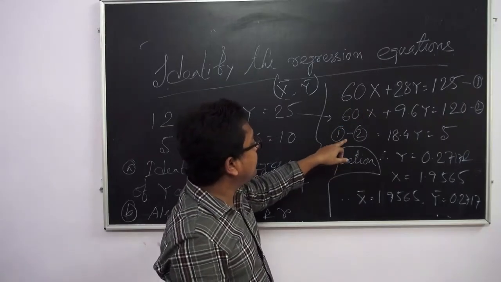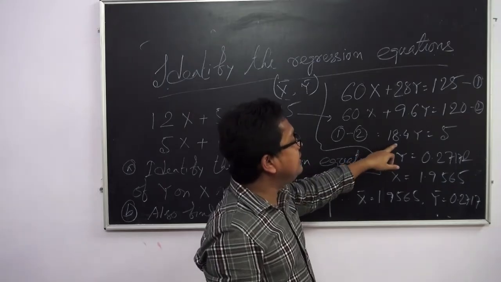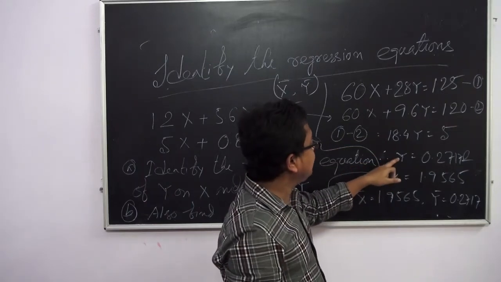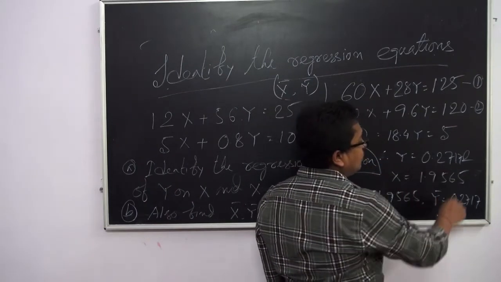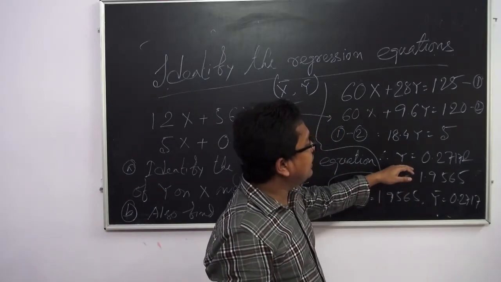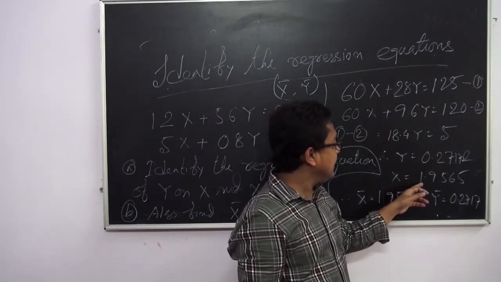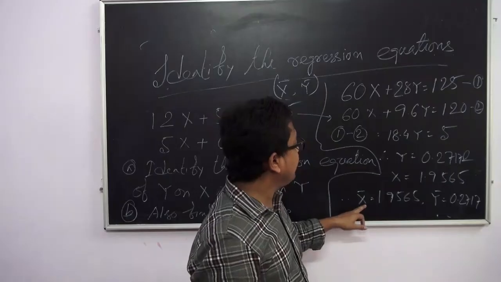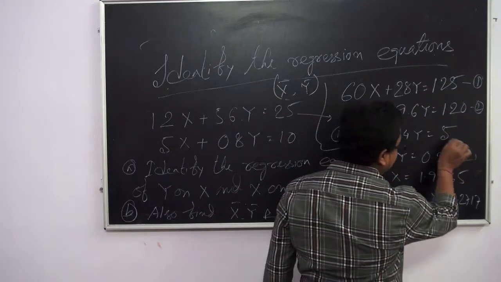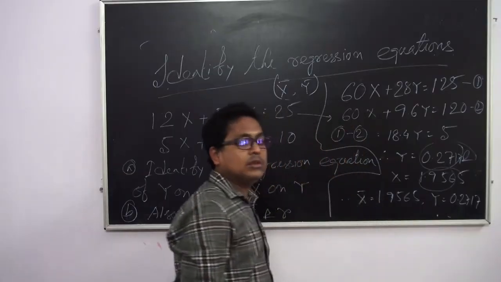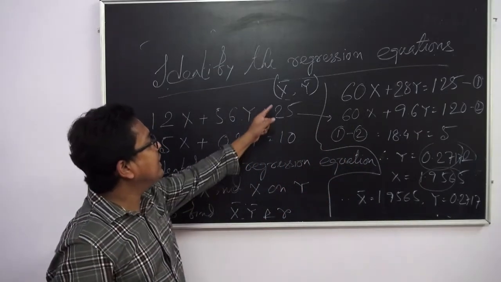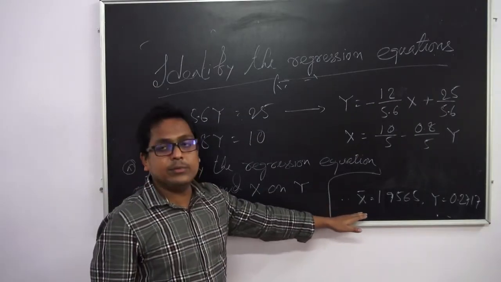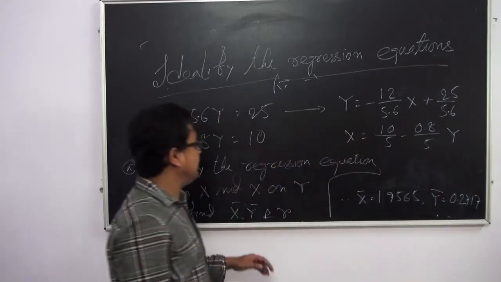Now, 1 minus 2, then we will get 18.4y is equal to 5 because 60x, 60x will be cancelled. Then y is equal to 0.2717. Now if we put the value of y in any of the equations, we will get the x value and it is 1.9565. So these values are nothing but the x bar value and the y bar value, because we know that the regression equations pass through the point x bar and y bar. We got the values of x bar and y bar.